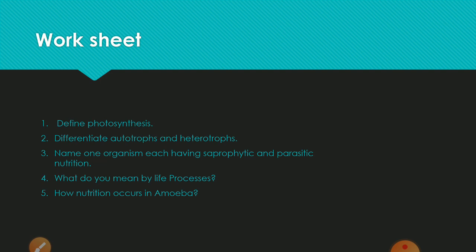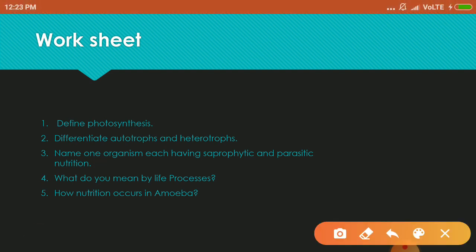Now, a quick recap of the lecture. The questionnaire is here. First question, define photosynthesis. So, photosynthesis is the phenomenon in which green plants take carbon dioxide and water from the environment, and in the presence of sunlight, they convert the solar energy into the chemical energy. Now, the second is differentiate autotrophs and heterotrophs. Autotrophs are those organisms which can prepare their own food, and heterotrophs are those which cannot prepare their own food. They are dependent on autotrophs.